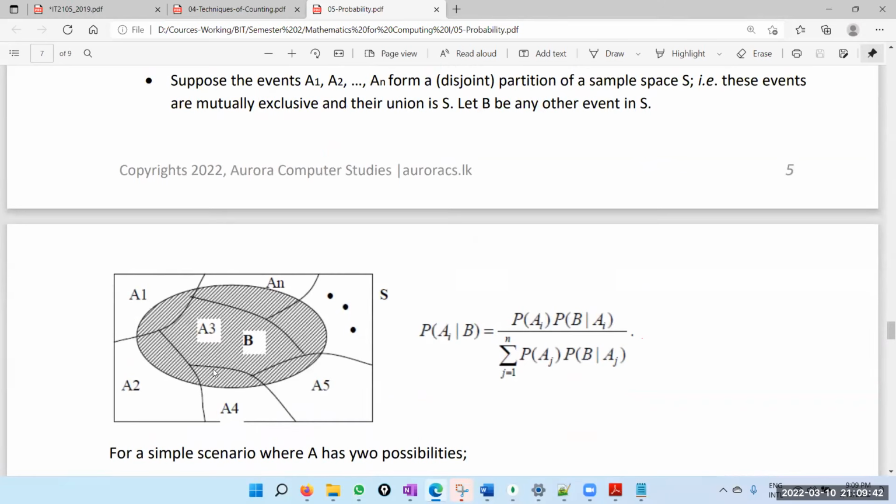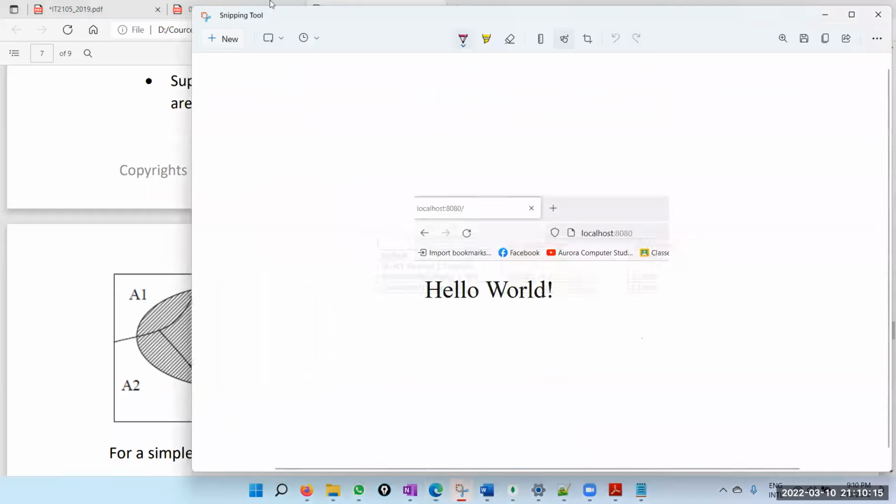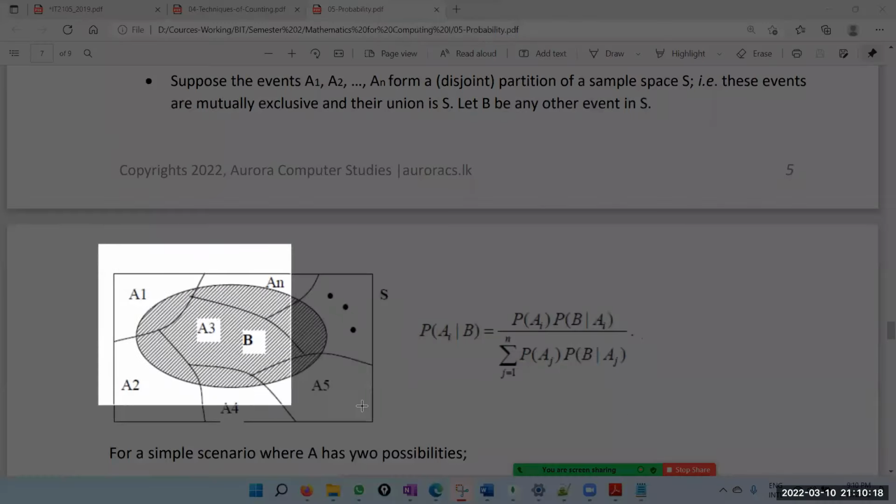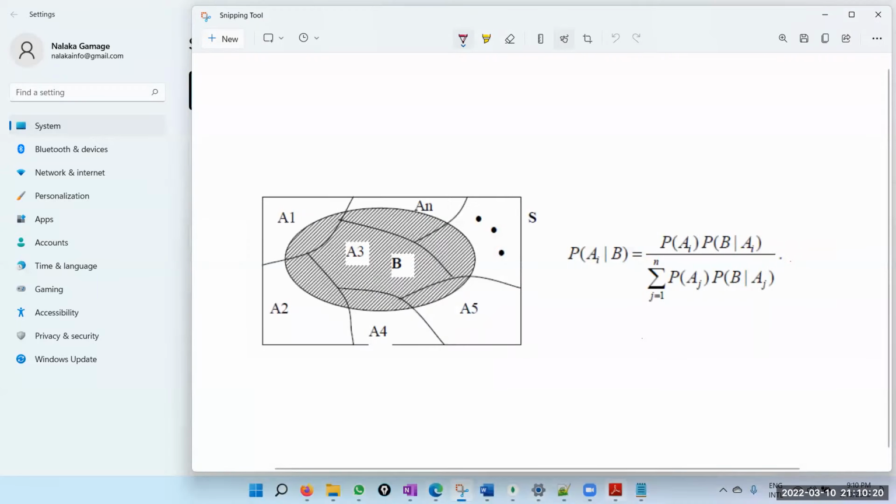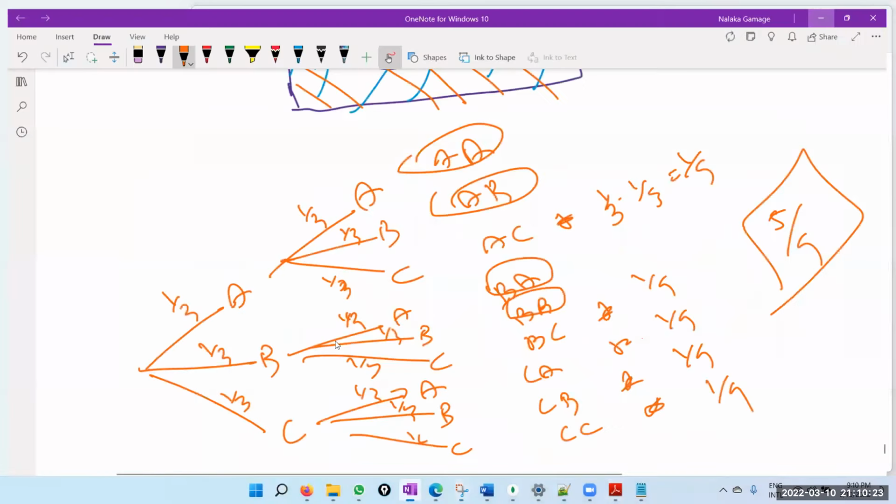That is what Bayes theorem is all about. That is equal to the probability of AI. If it is A1, the probability of A1 given B is the probability of A1 into the probability of B given A1, divided by the summation of all these possibilities. Right. So now let's see whether we can apply this Bayes theorem. This is our Bayes theorem. Let me copy this one here, and see whether our example or the exam question matches that.